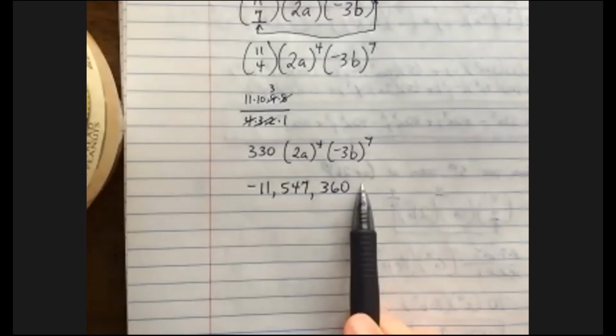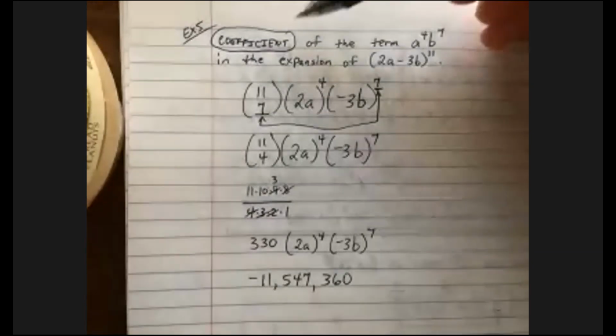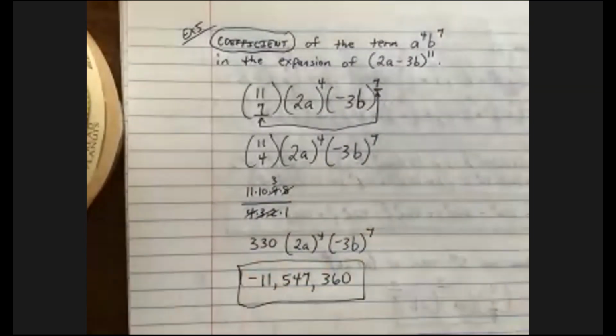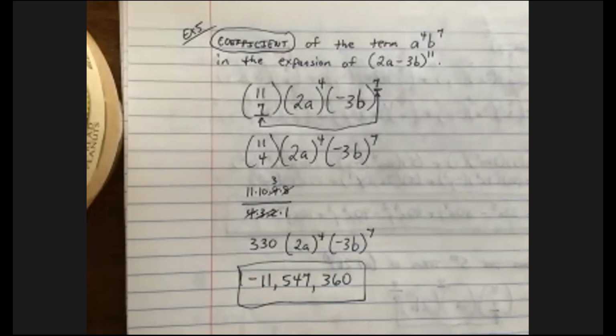And then we'd have a to the 4th, b to the 7th. Remember, the question said, what's the coefficient? That's all we're concerned about. So there it is. Negative 11,547,360. Sorry, I'm not sure why I didn't focus in here at the very end, but hopefully I was able to give you a good base.